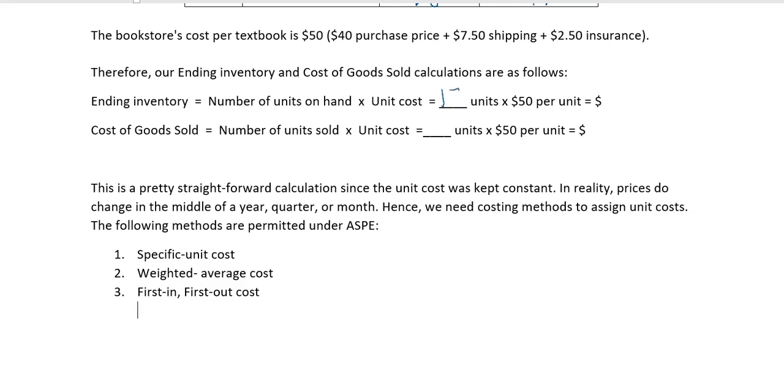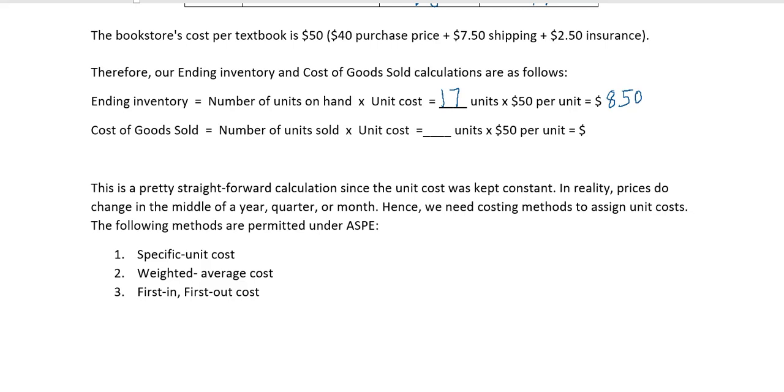So at the end of the month, we had 17 units on hand and the unit cost is given to you as $50 per unit. So 17 times 50 gives us an ending inventory value of $850.